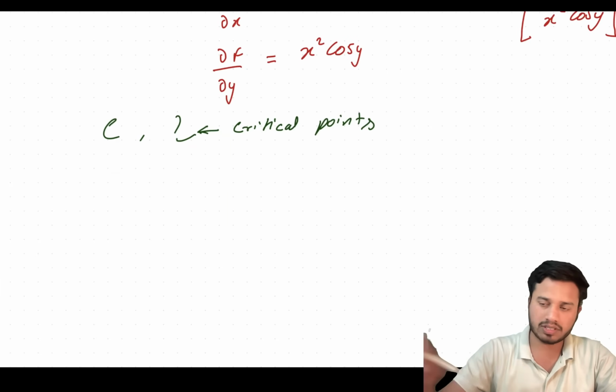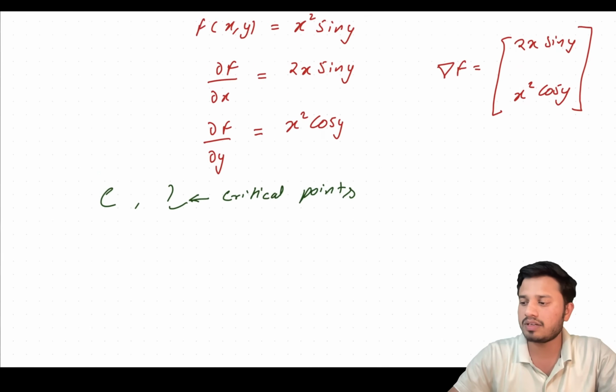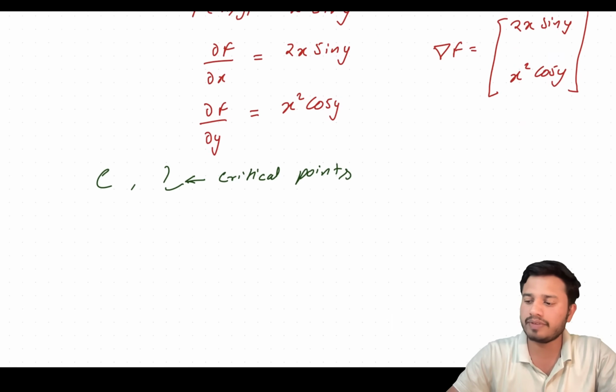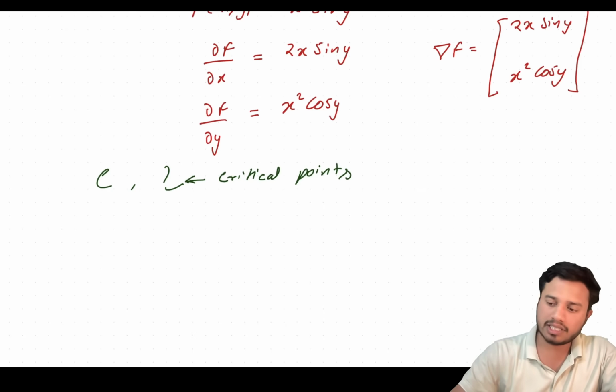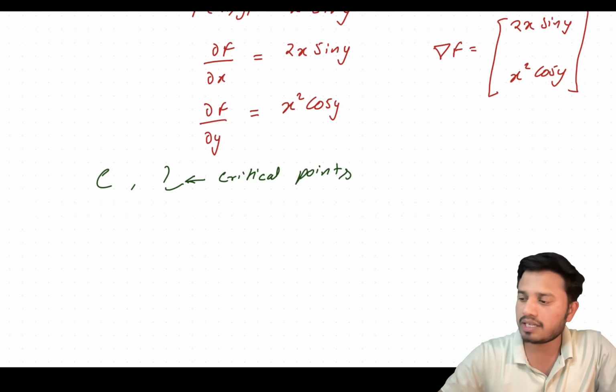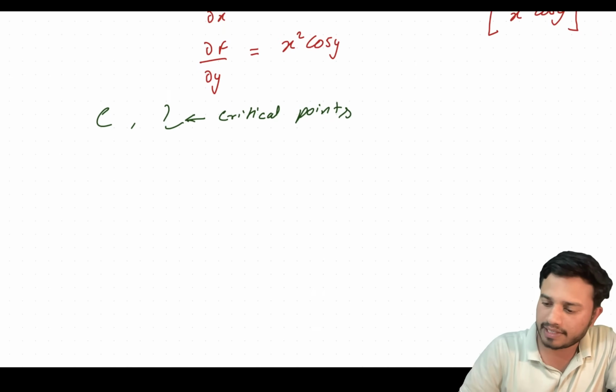Then you have to put them in. Just finding the critical point is not a good way, because it will not tell you whether it is a local minima or local maxima. Again, just like in the single variable case, here we have a condition, the second derivative condition.